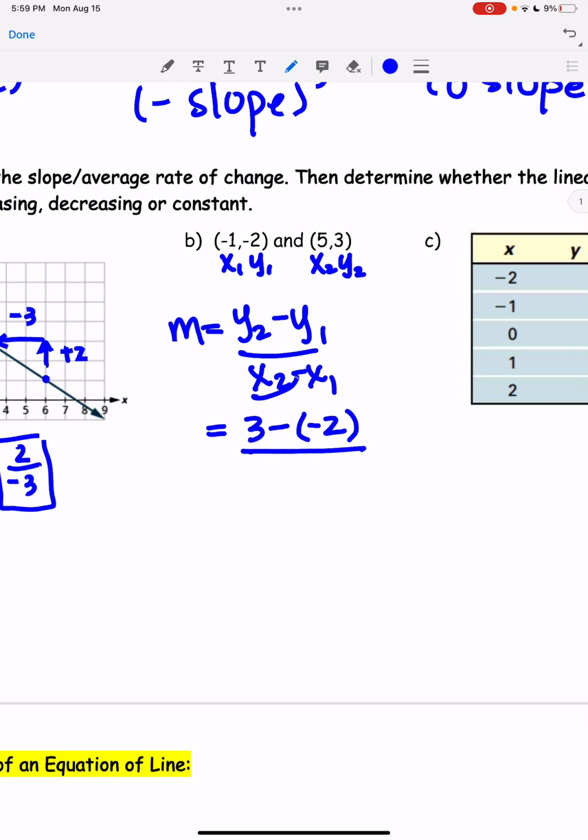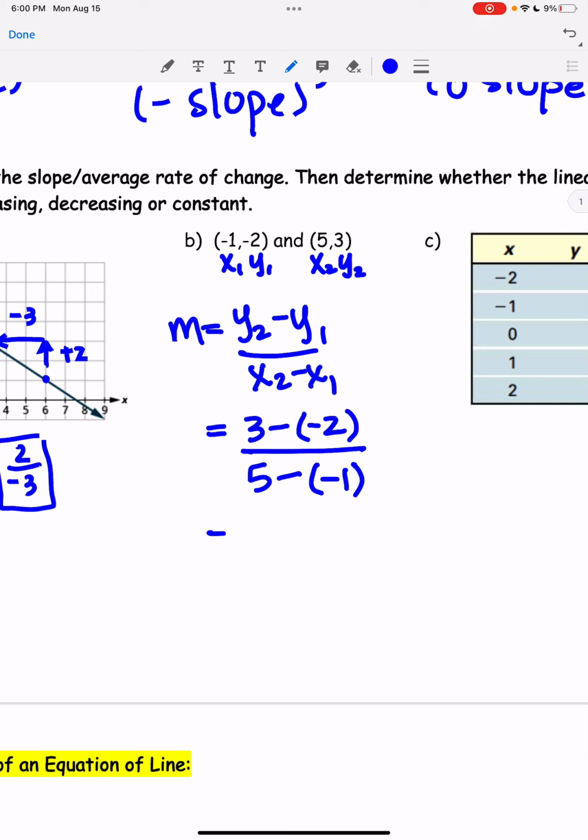All over x2, x2 is 5, minus x1, and x1 is -1. So same thing, minus a -1. The first negative is in the formula. The second negative is what my value is.